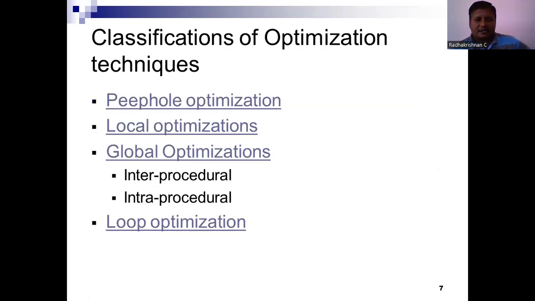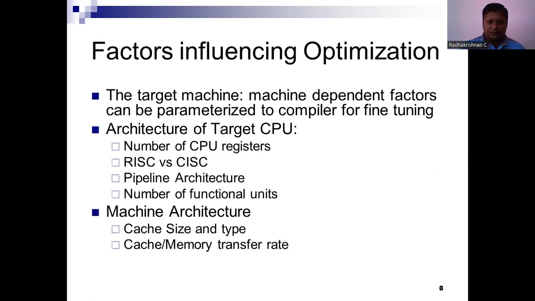The classification of code optimization techniques is generally categorized in four ways: peephole optimization, local optimization, global optimization, and loop optimization. These are the four different ways we focus on optimization in the corresponding target code.